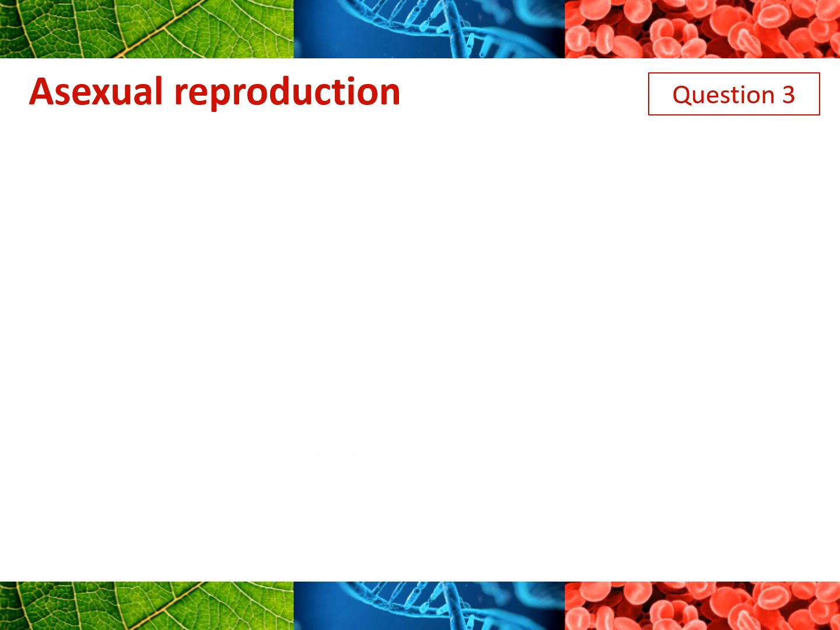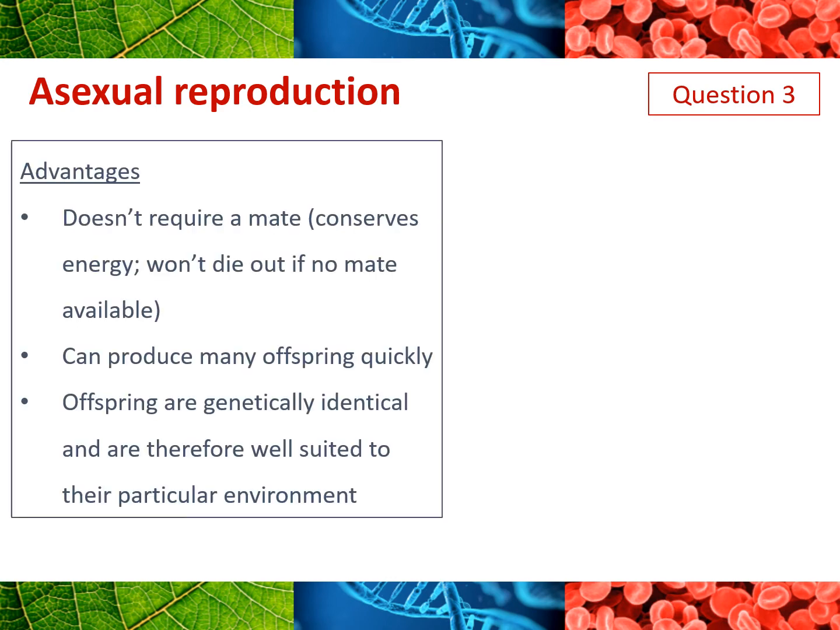As with most things in biology, there are advantages and disadvantages to asexual reproduction. The big advantage for organisms that are able to reproduce asexually is because they don't need a mate, it conserves energy. A lot of organisms that need to mate with something else to reproduce will waste a lot of energy trying to find a mate, going through all the processes of mating. It doesn't require that. Also, if there's no mate available, the species won't die out. So that makes it a selective advantage for a species.